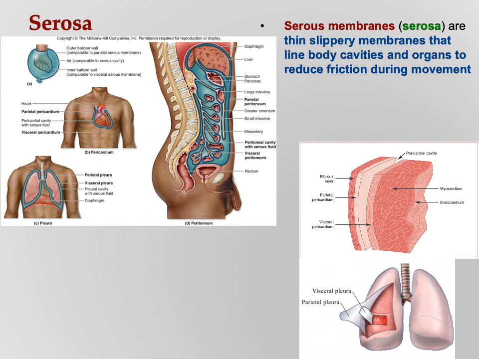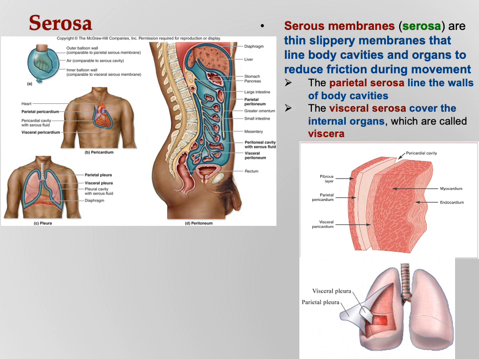There are two layers of serosa. So the parietal serosa lines the wall of the body cavity. The visceral serosa covers the internal organs, which are your viscera. One way I think about this sometimes is imagine each one of your organs is enclosed within a little sandwich bag, and then all the sandwich bags are inside of a big garbage bag. The sandwich bags would be the visceral serosa. The garbage bag would be the parietal serosa.